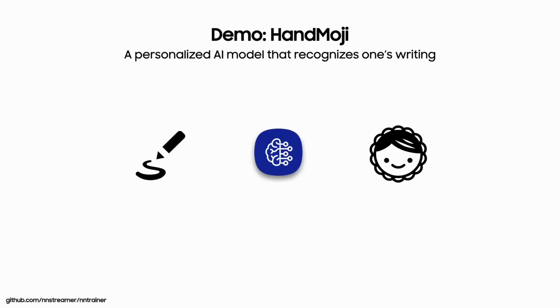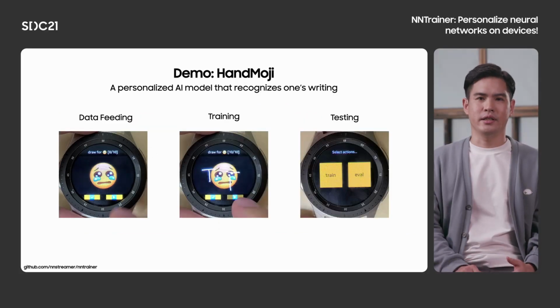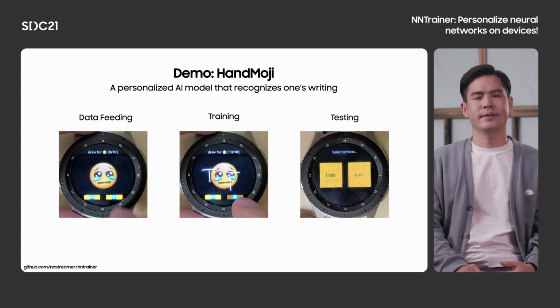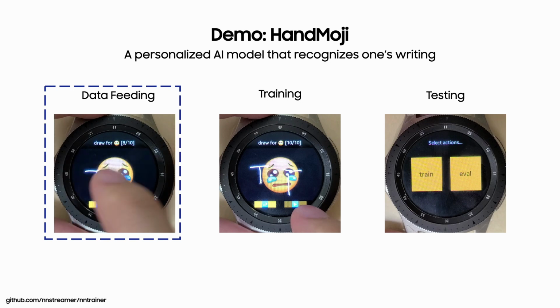In this example, first you feed the data with handwritings for each emoji. After feeding data is done, training undergoes. Lastly, you can run an evaluation, where you draw something and let the model guess. I'll show the moving clip one by one. So when feeding data, you draw sad for the sad face, and draw smile for the happy face, and draw sad again.